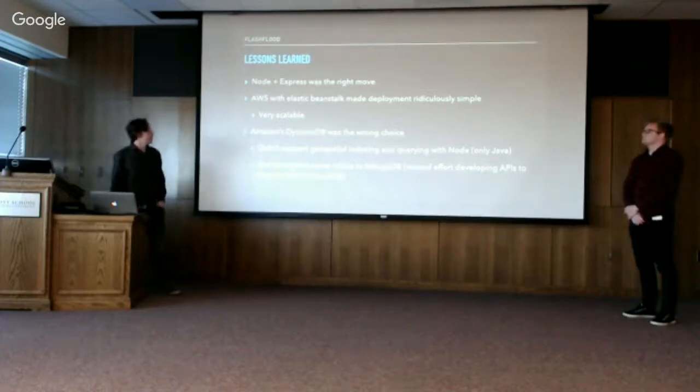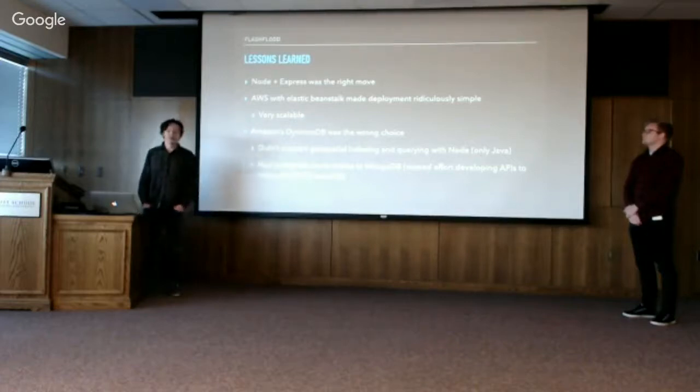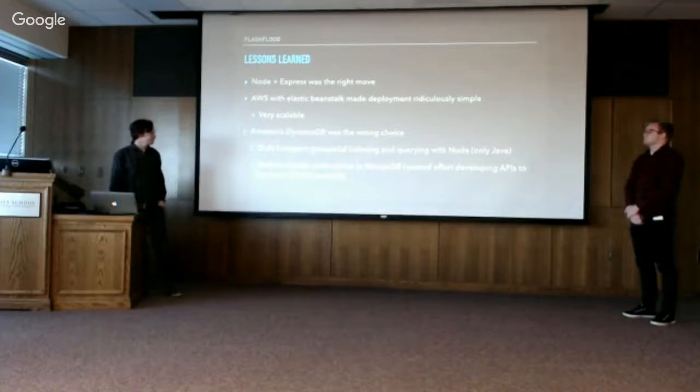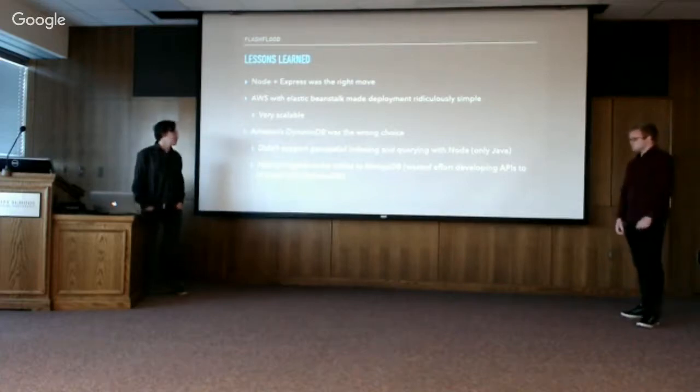And we learned that Amazon's DynamoDB was the wrong choice. It didn't work very well with geospatial indexing, with querying within Node. So we had to migrate some of the tables to MongoDB, which created a lot of wasted effort developing APIs that interact with DynamoDB.